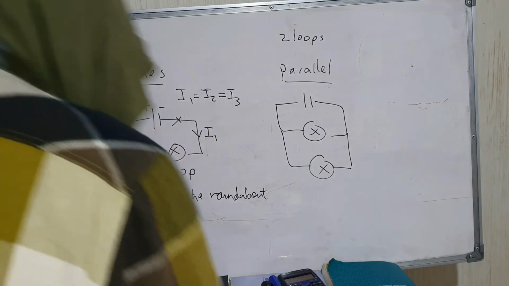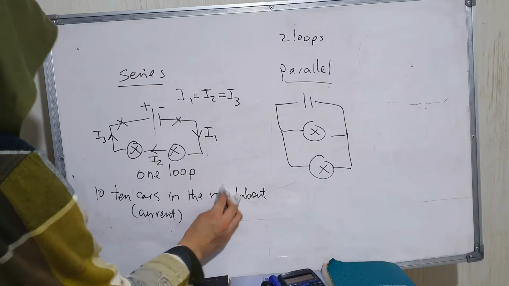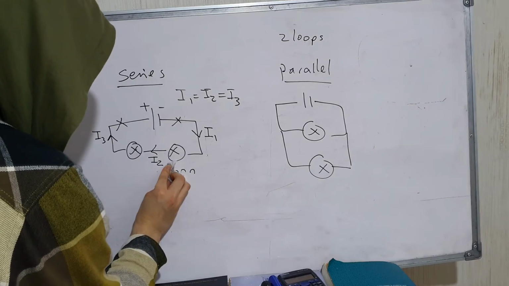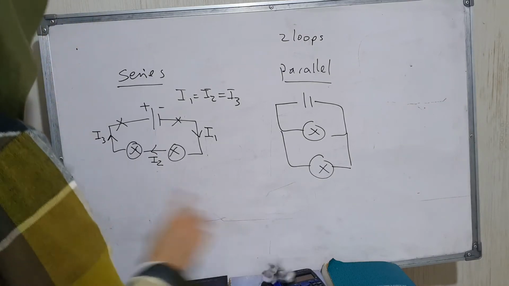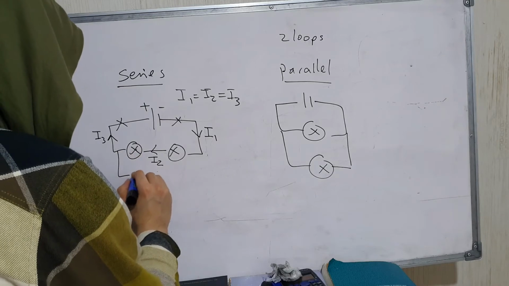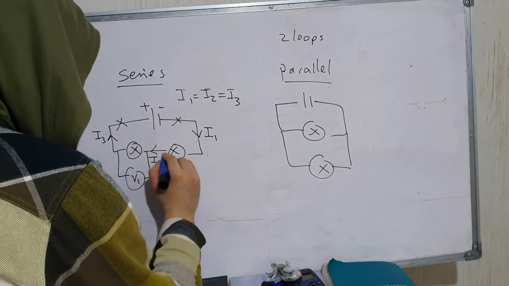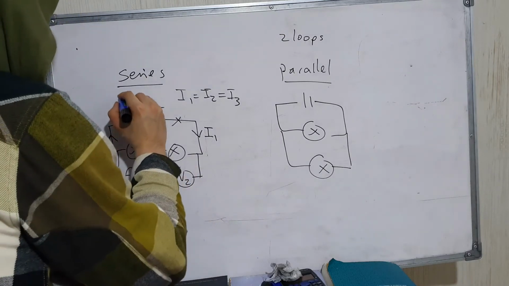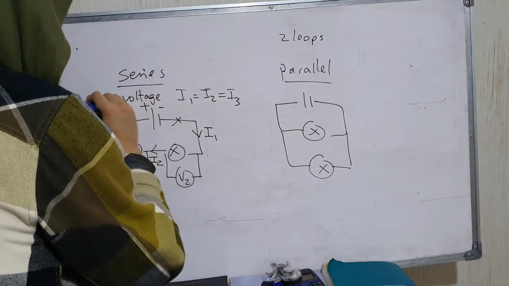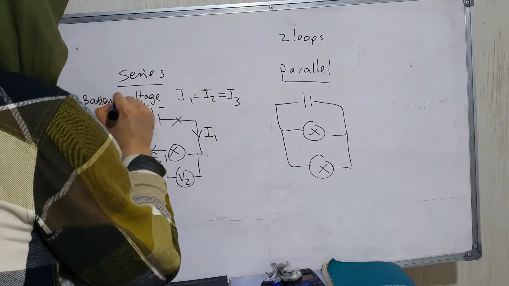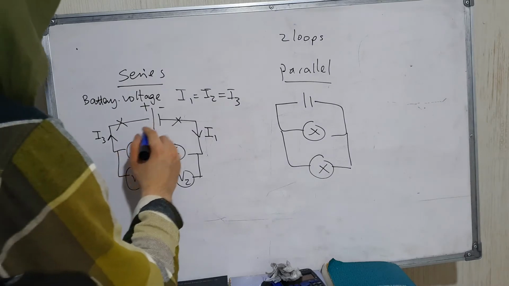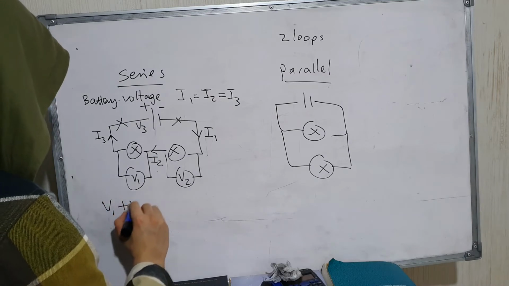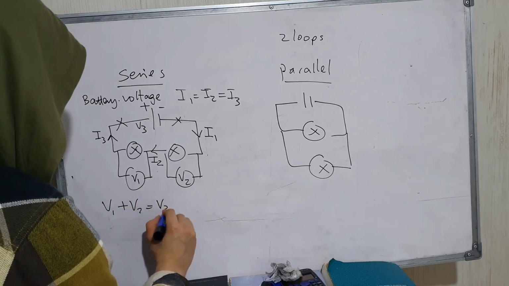Now, what about the voltage? Now, the voltage is a lot different. The voltage is going to be in parallel. So here you'll be connected in parallel to this, and here is connected in parallel to this. And here you've got the voltage across the battery, so the battery voltage. Now let's just say the battery is V3. So V1 plus V2 must be equal to V3.